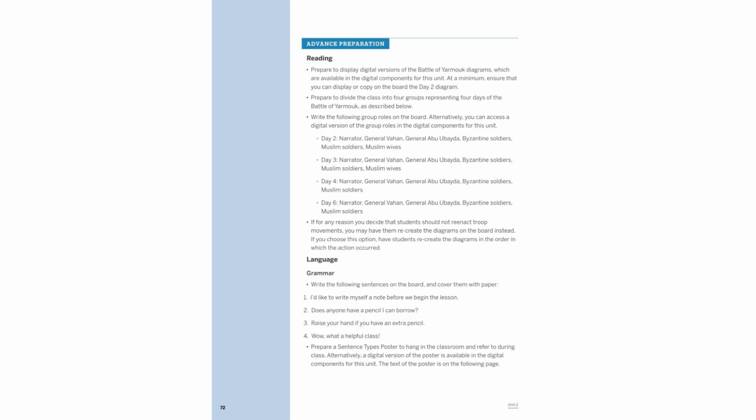Today, we'll delve into the Battle of Yarmouk, focusing on day 2. We'll explore the roles of key figures like General Vahan and General Abu Ubayda, alongside the Byzantine and Muslim soldiers. Students will be divided into groups to reenact or recreate diagrams, enhancing understanding of troop movements and strategies.